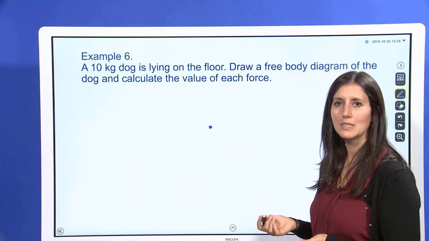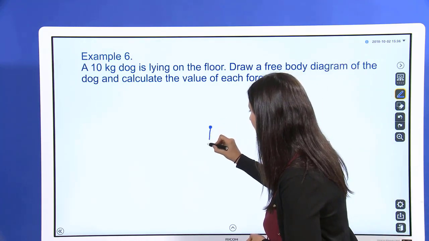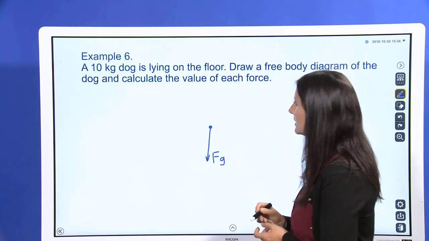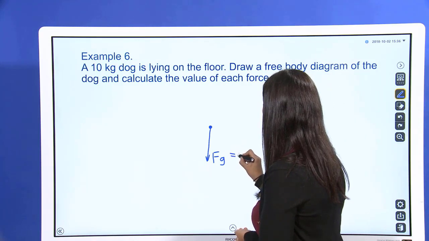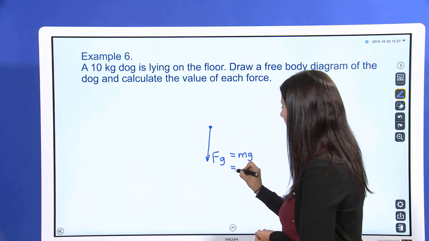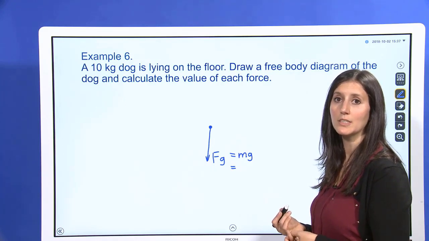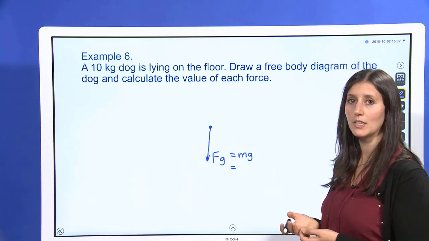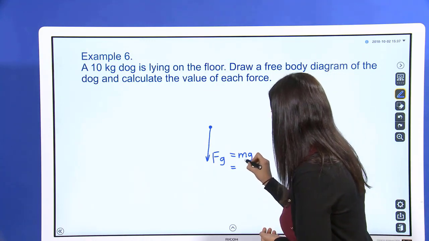The first force that we can always consider is the force of gravity, because that one's always there and it always points straight down. So I'm going to draw that one. This is my force of gravity. Now the equation for the force of gravity is Fg equals mg. We want to calculate this value, so the mass has to be in kilograms. Kilograms is the SI unit for mass. If it's in any other unit, you need to convert your units to kilograms. So my mass is 10 kilograms.